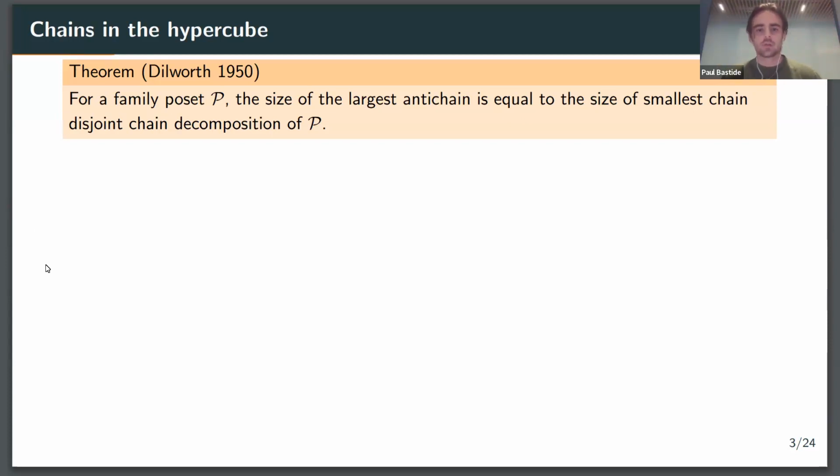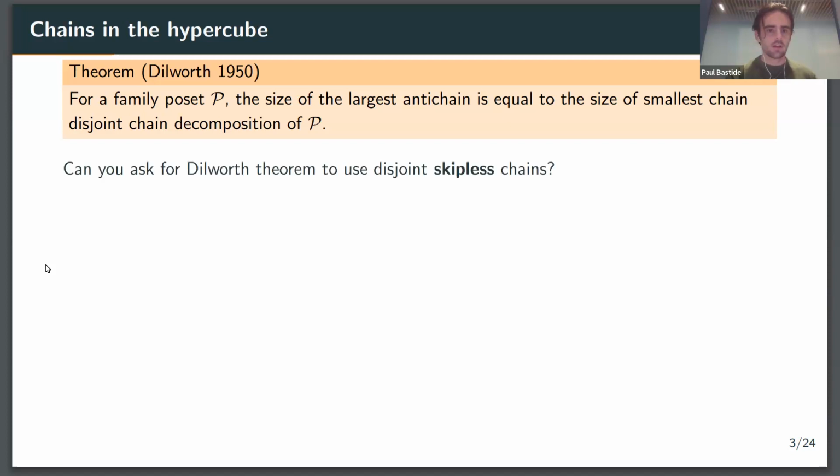Yeah, and so it's very natural to ask, okay, such a thing is very useful. Can we have a strengthening of this? So let's use the definition that I just introduced before. Can we ask Dilworth's theorem to use not just disjoint chains, but disjoint skipless chains? Do you have an opinion on this maybe? Or I can let you think a bit about it.